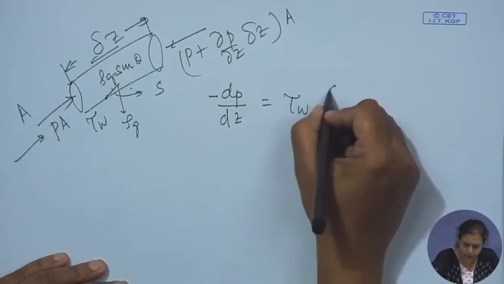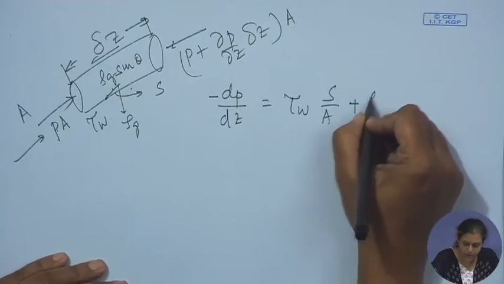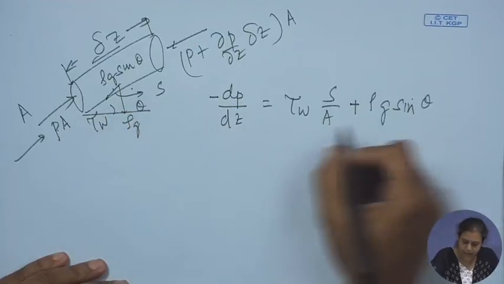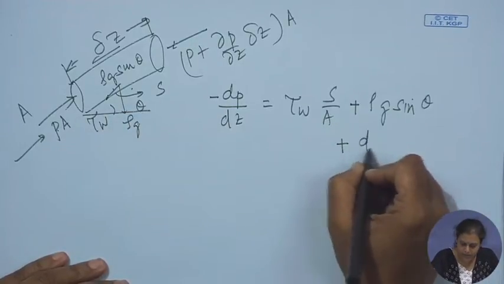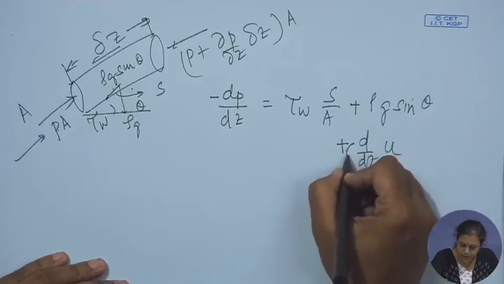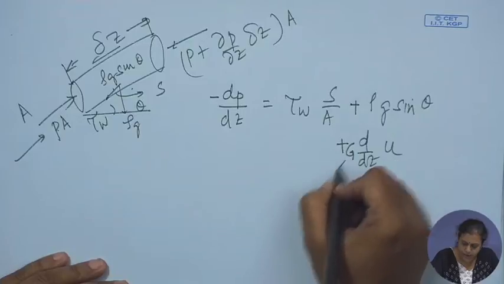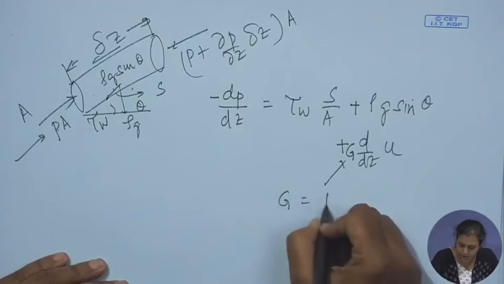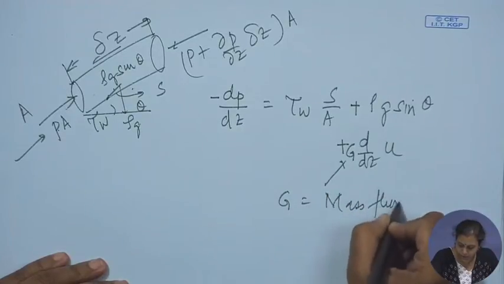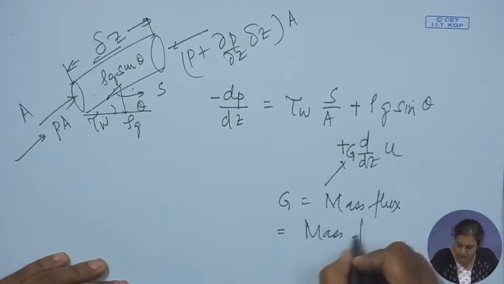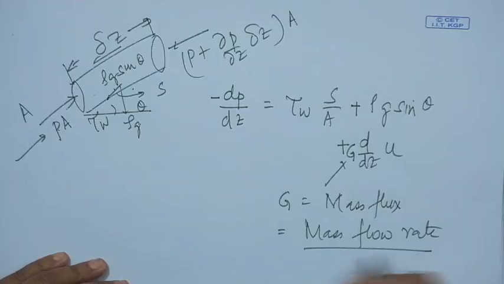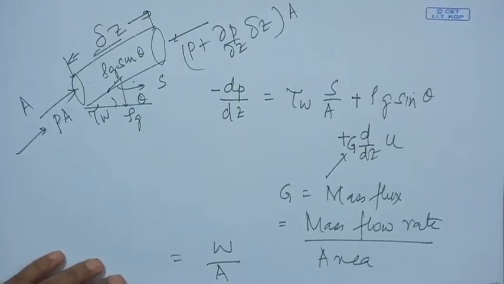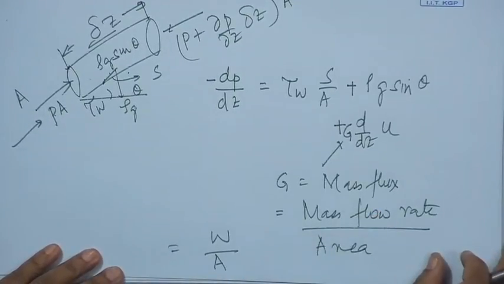This expression is tau w S by A plus rho g sin theta, where theta is the angle with the horizontal if the pipe is inclined, plus d dz of u into G, where G is the mass flux, which is equal to the mass flow rate divided by area, in other words W by A in my set of nomenclature. So, this was for single phase flow.